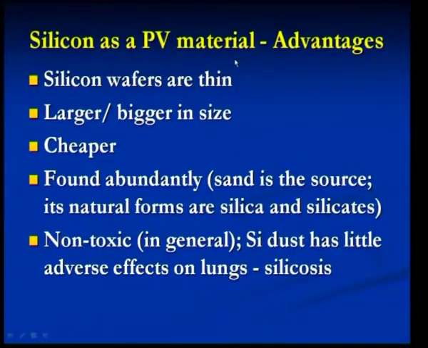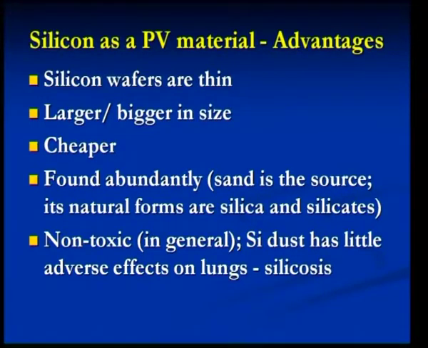Now, having seen the basic principle of working and the construction of a solar cell, we will move on to the material that is used as a photovoltaic material, for example silicon itself, its advantages and limitations. Silicon as a PV material: its advantages are that silicon wafers can be made into very thin layers, which is very useful in the construction of the PV cells.